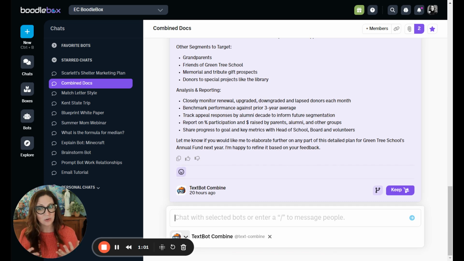And there you go. What would have taken me hours of sifting and finding gave me a really complete place to start writing my annual fund plan in just a few clicks of a button on BoodleBox.